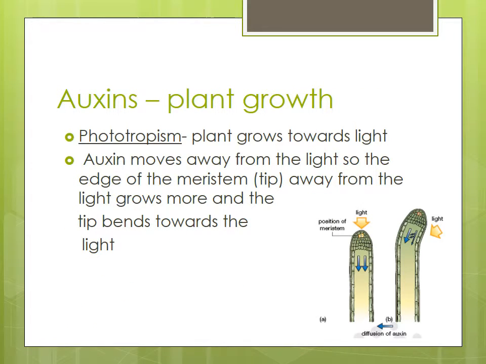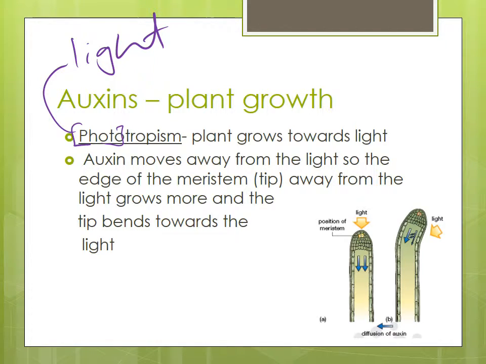So the first one we're going to look at is auxins, and these are the ones that are responsible for plant growth. So auxins cause a particular response, and these are called phototropisms. So the first phototropism that we're going to look at is the direction of light. So photo as a prefix stands for light.